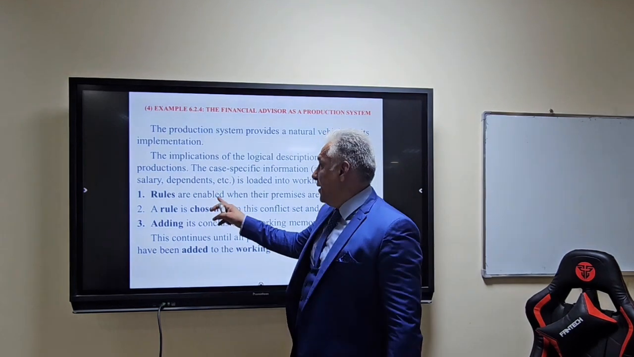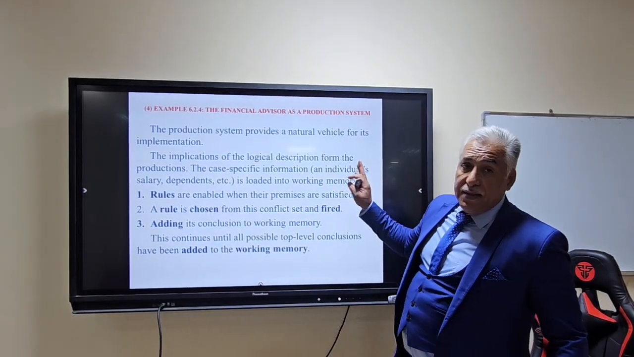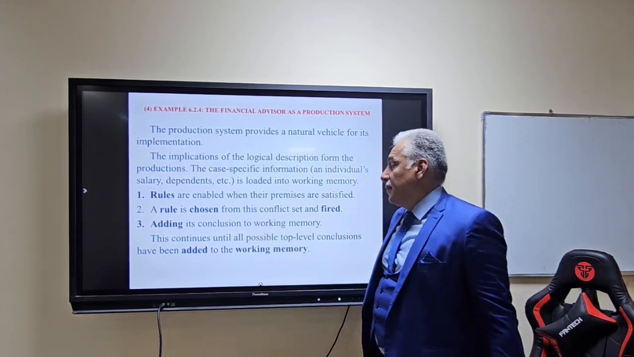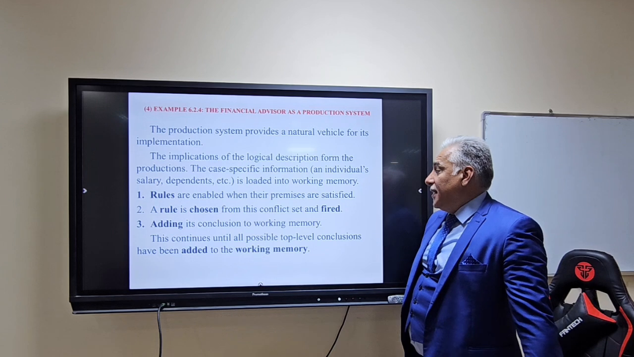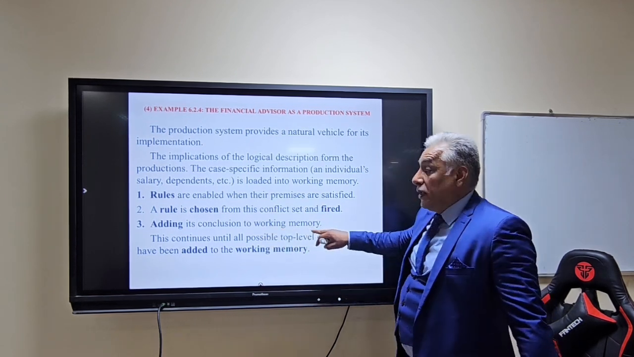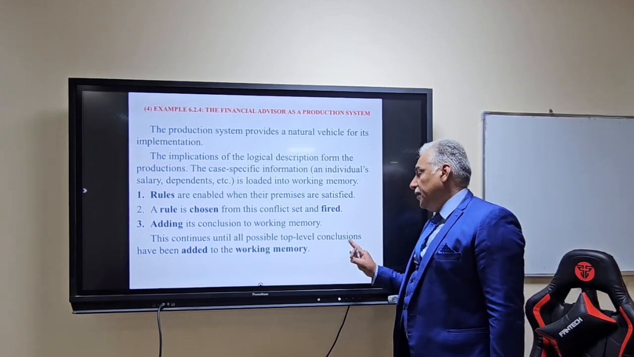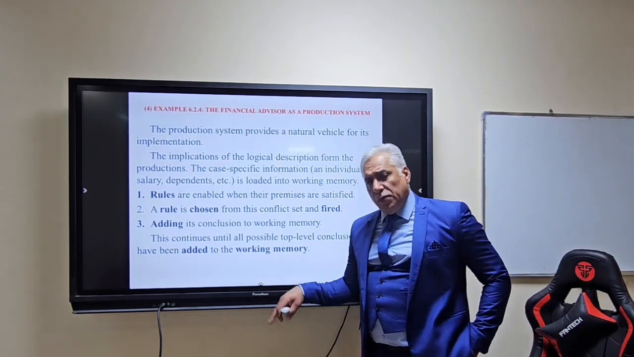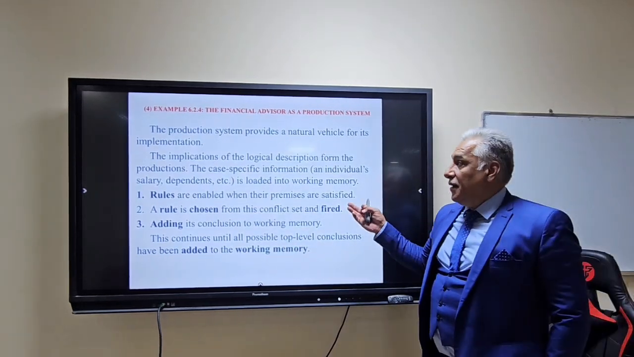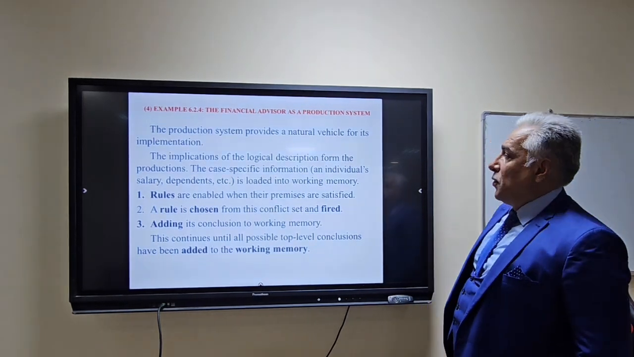The rules are enabled when their premises are satisfied. A rule is chosen from the conflict set and fired, adding its conclusion to the working memory. This continues until all possible conclusions have been added to the working memory. This is an example of implementing the financial advisor using a production system.